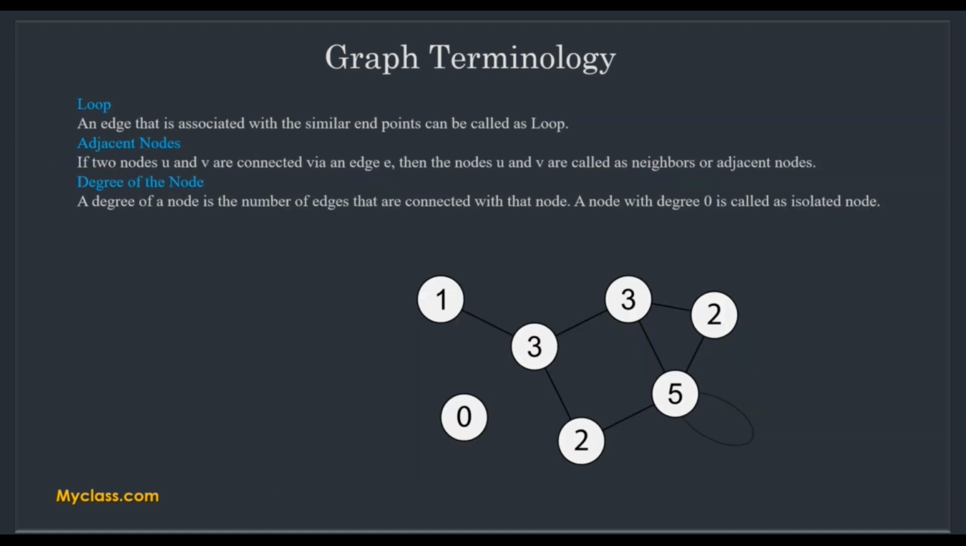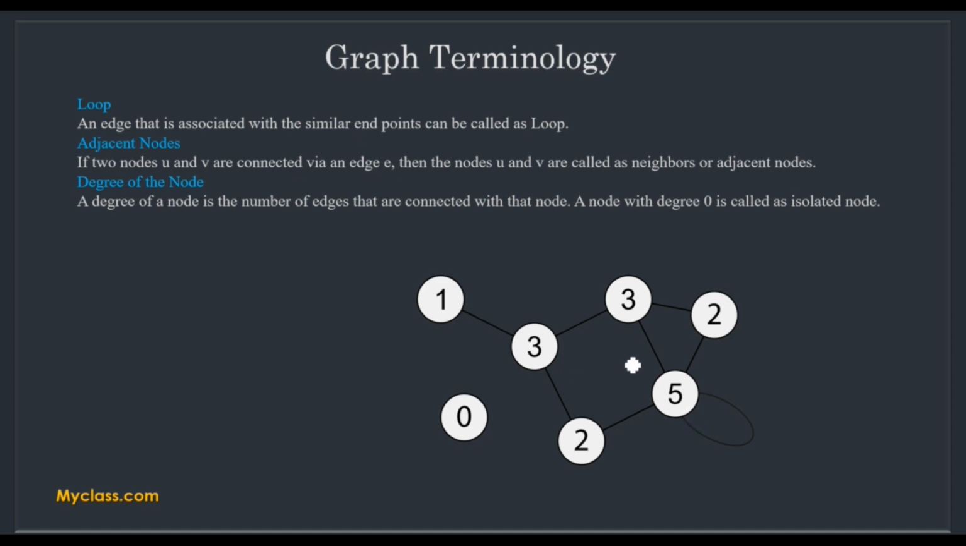Next, loop. So what is a loop? An edge that is associated with the same endpoints can be called a loop. So here this is the loop. There is an edge between 5 and 5. That is, 5 is connected to 5 itself. Such connections or edges we can call a loop.